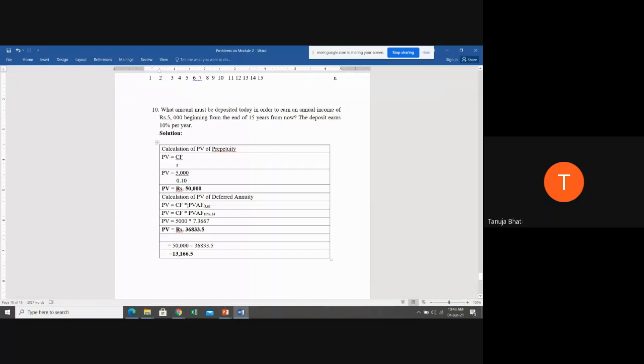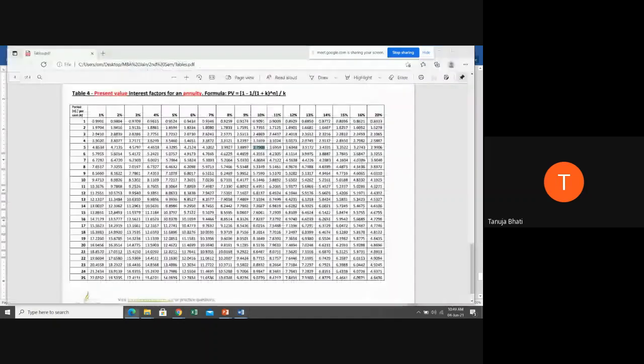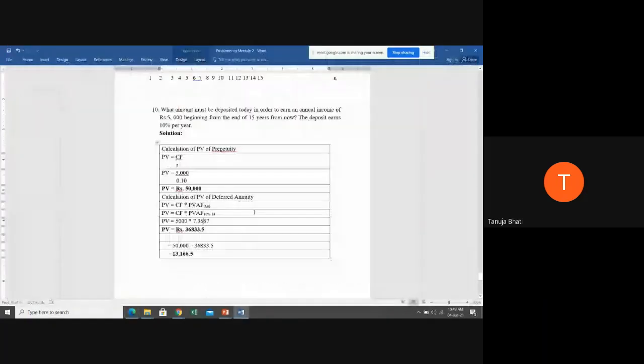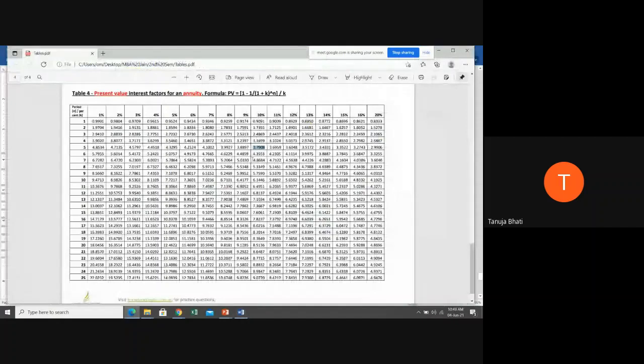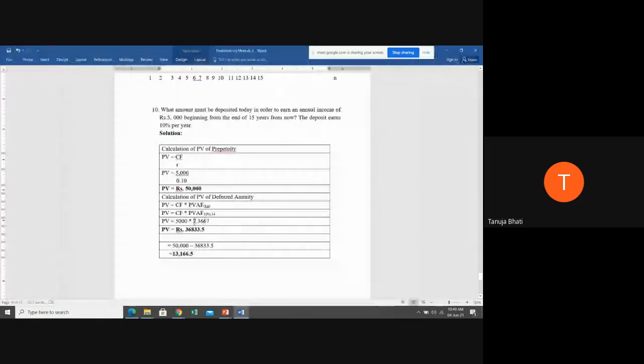As someone rightly said, first you have to calculate the present value of the deferred annuity for the first 14 years. So it is 5,000 rupees into 10% for 14 years. We have to see table number 4. In table number 4, we see 10% for 14 years, which is 7.3667. So 7.3667 into 5,000 is 36,833.